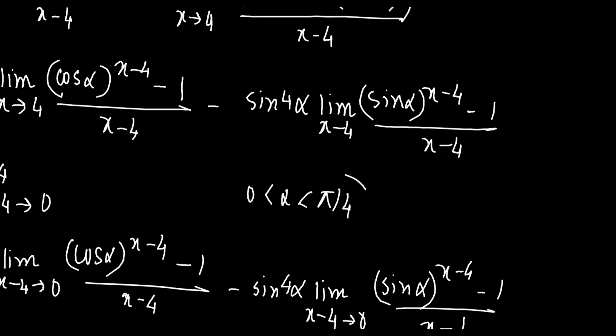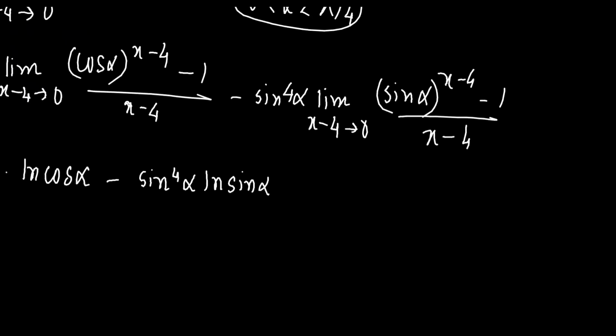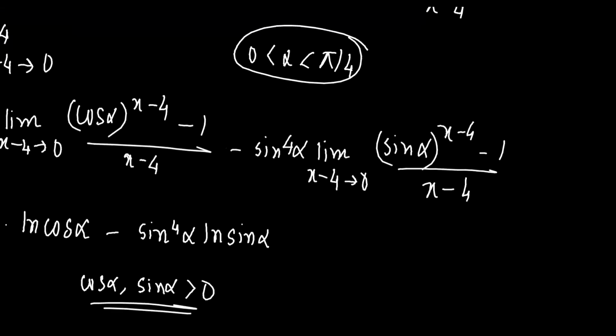4. Now in this interval both cos and sine are positive, so cos alpha and sine alpha are positive. So it is given that in this interval, ln of cos alpha and ln of sine alpha means both cos alpha and sine alpha have to be greater than 0. That means it has to be positive. So this interval was given, between 0 and pi by 4. In this interval both cos and sine are positive.